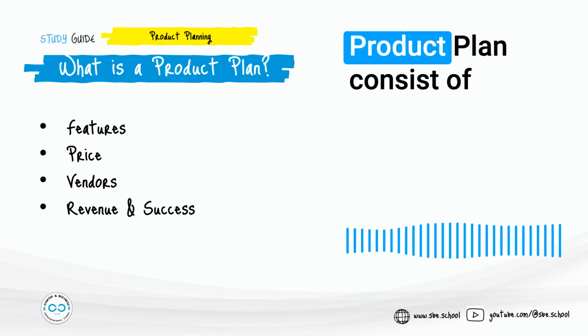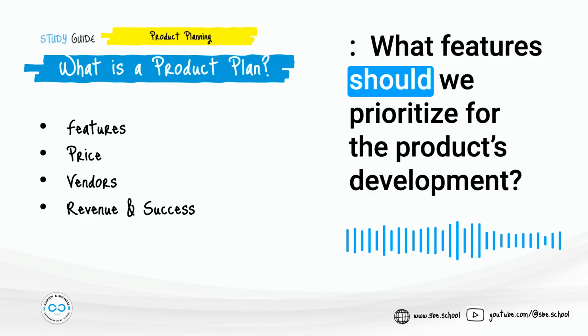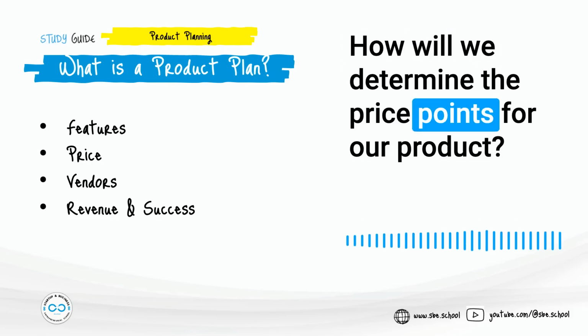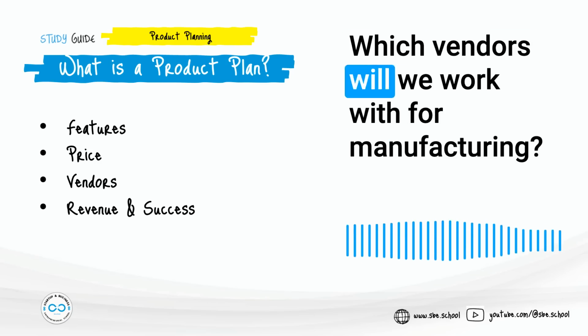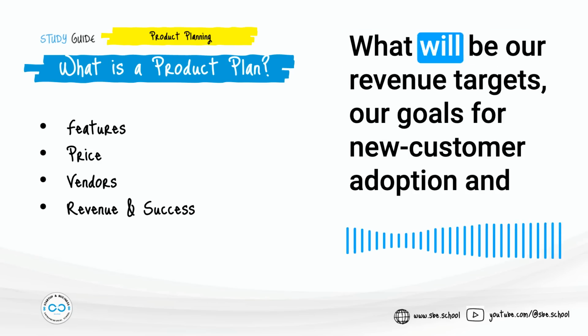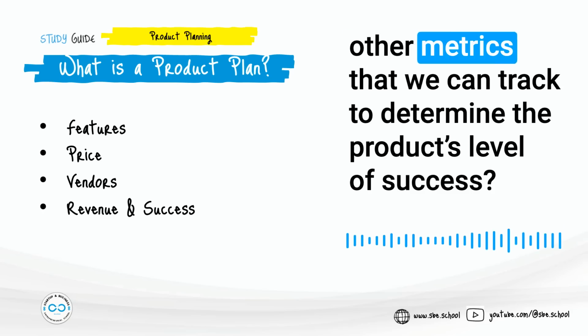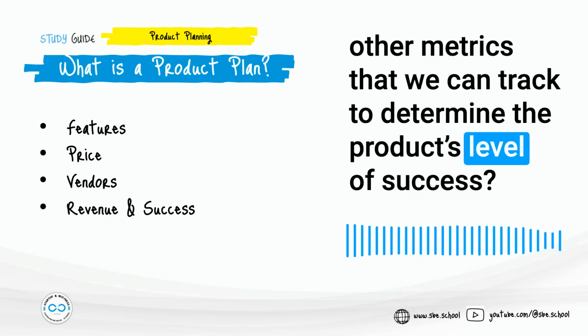The product plan consists of: What features should we prioritize for the product's development? How will we determine the price points for our product? Which vendors will we work with for manufacturing? What will be our revenue targets, our goals for new customer adoption, and other metrics that we can track to determine the product's level of success?